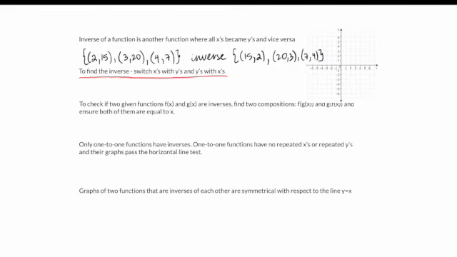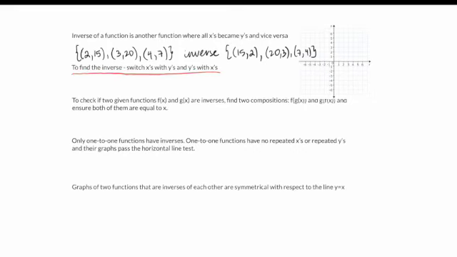To check if two given functions f of x and g of x are inverses, we have to find two compositions. The first composition is f of g of x, and the second composition is g of f of x. Once you find each of the two compositions, you need to make sure that each one of those is equal to x. f of g of x has to be x, and g of f of x also has to be x. If this is the case, then f and g are inverses of each other.